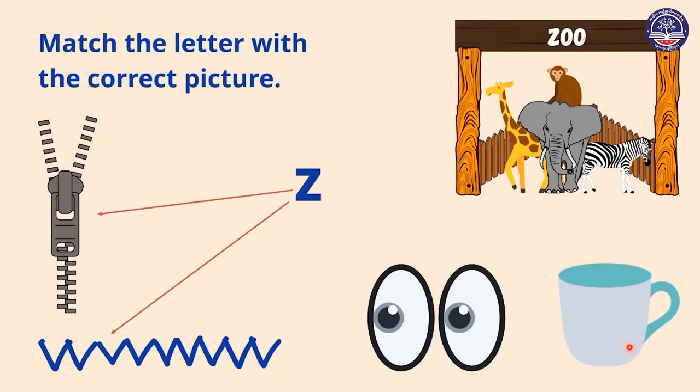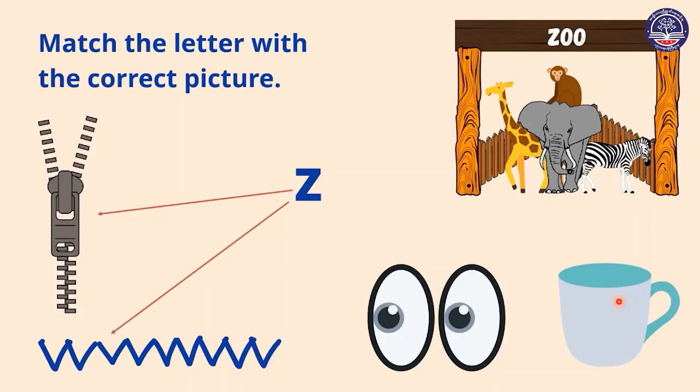Let's move on to the next one. What is this? This starts with letter M. This is a mug. Yes, mug. Let's say it together. Mug. Does mug start with letter Z? Is that zug or mug? Yes, it's mug, so it doesn't start with letter Z, so we will have to skip this one.